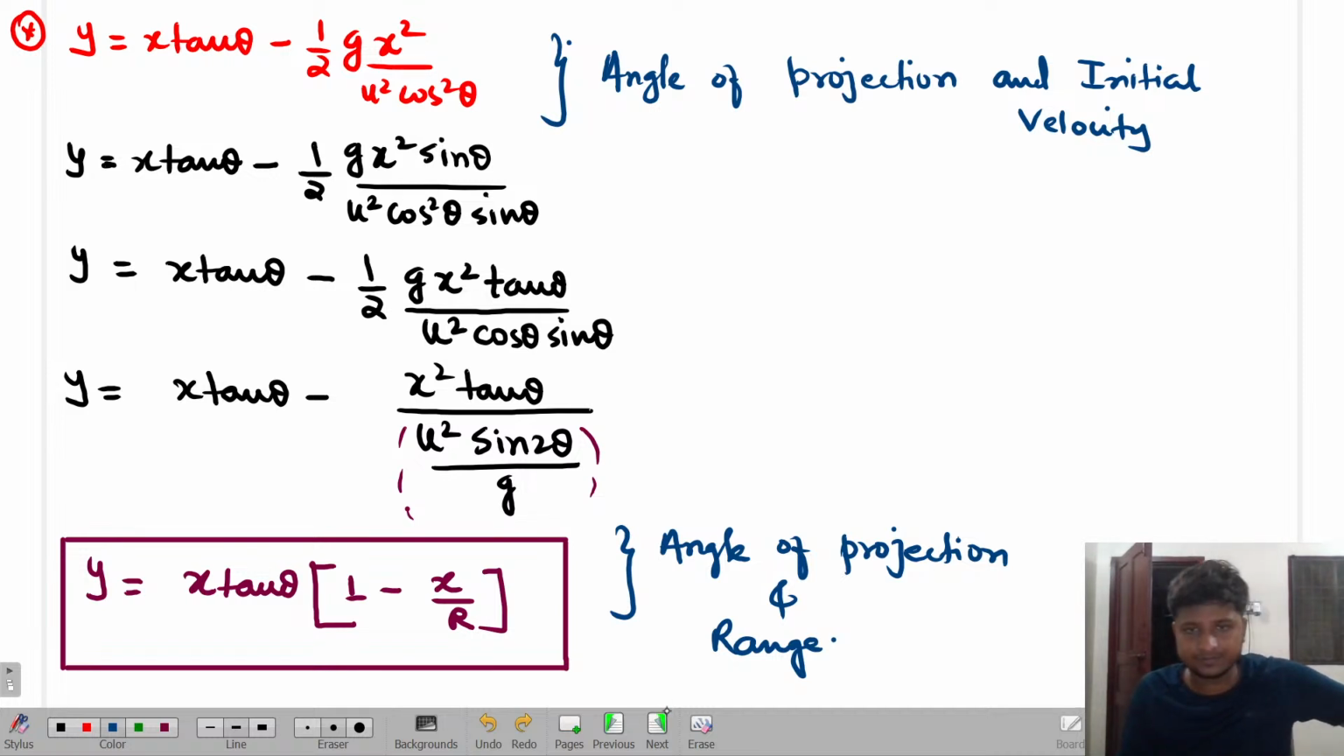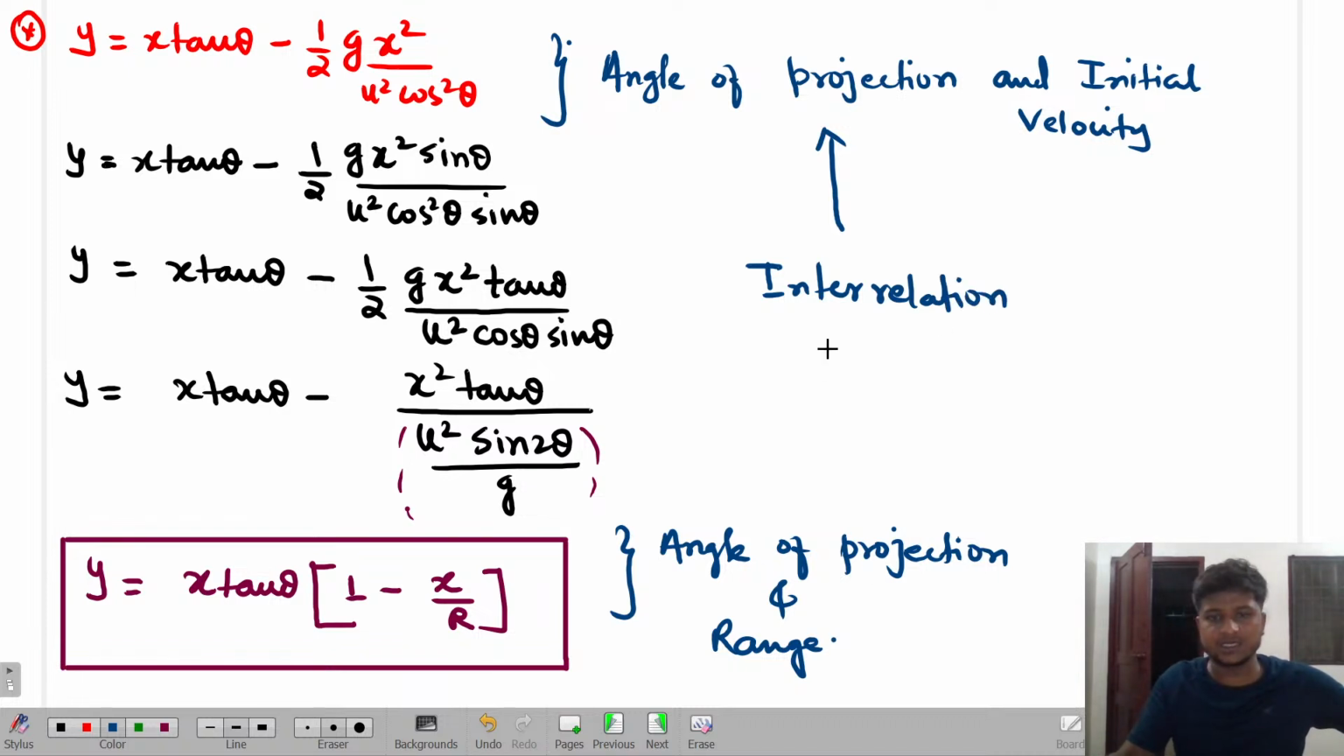Are you able to get me or not? And this is called some interrelation between range and initial velocity of the projection. Are you able to get me? So this is asked in your exam. This is asked in your Telangana board exam. They give you this derivation. So is this clear till now?